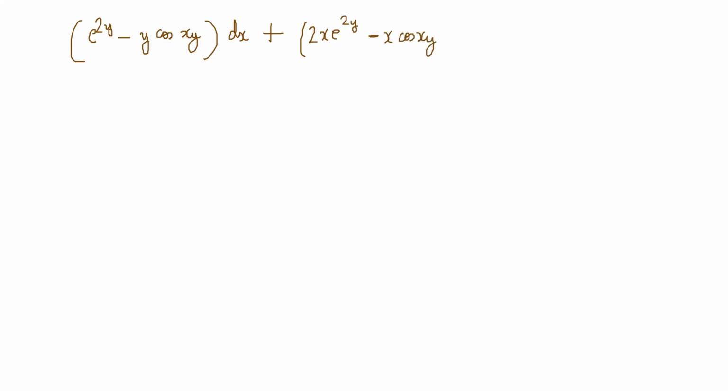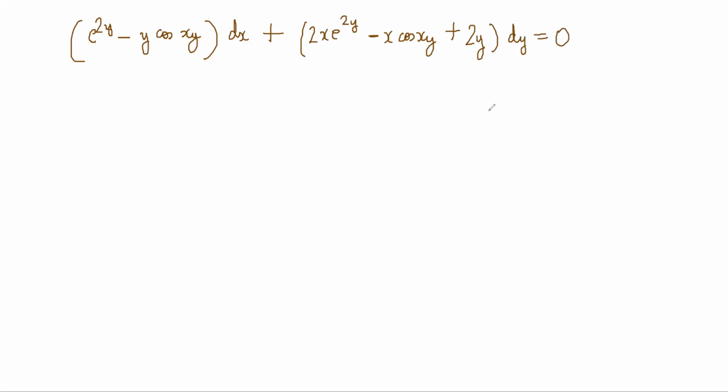Let's see. It is e power 2y minus y cos xy dx plus 2x e power 2y minus x cos xy plus 2y dy is equal to 0.